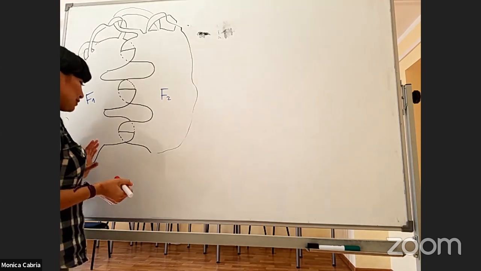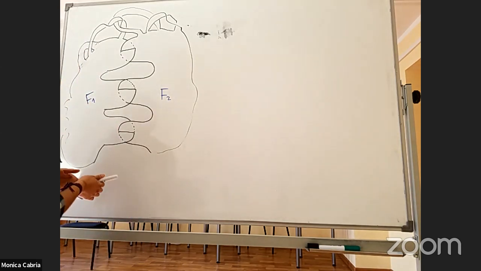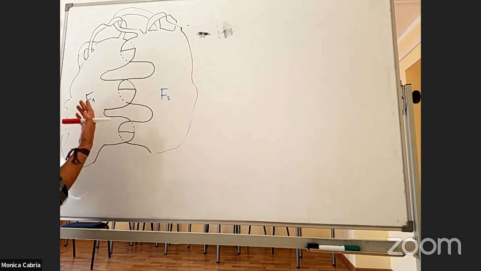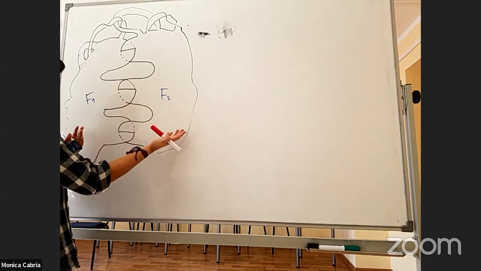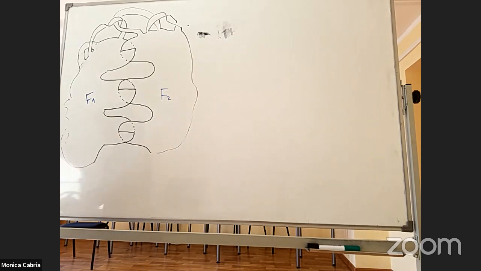Okay. So to know what happens with the homology here, I'm going to find some other parts. First, we can take pieces of the knots. I need to split F1 and F2 in two different parts. Okay, so I need some time to find this.